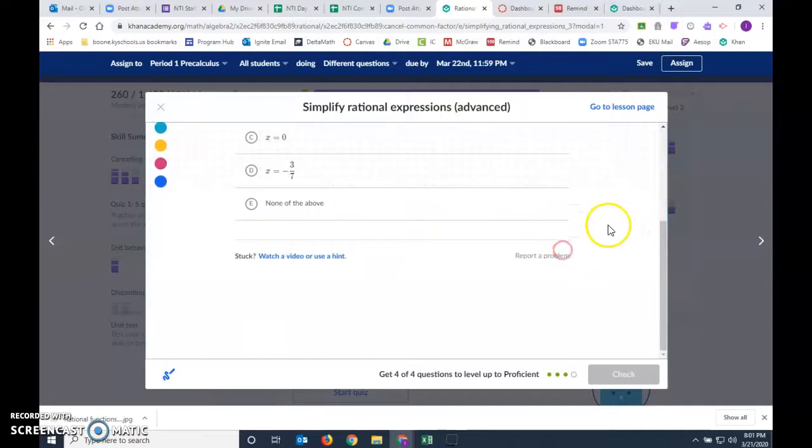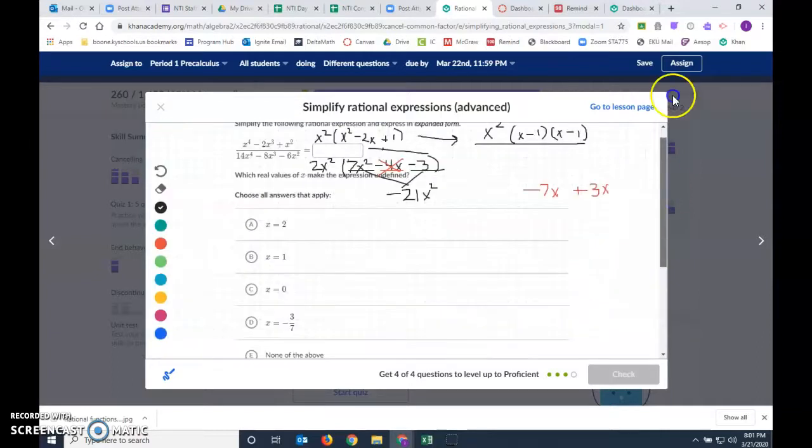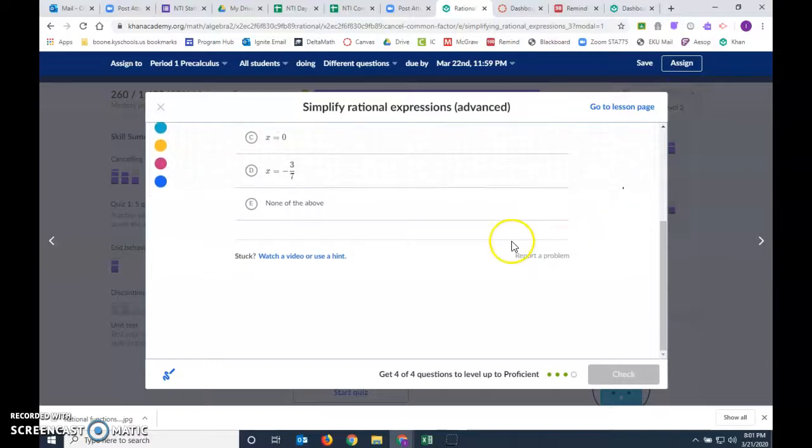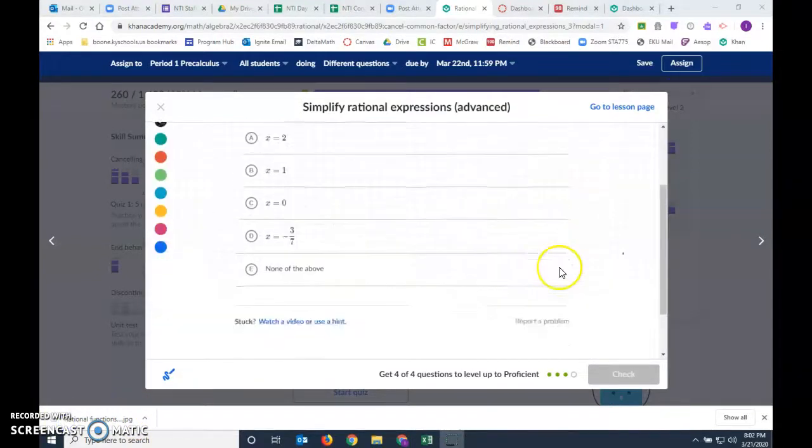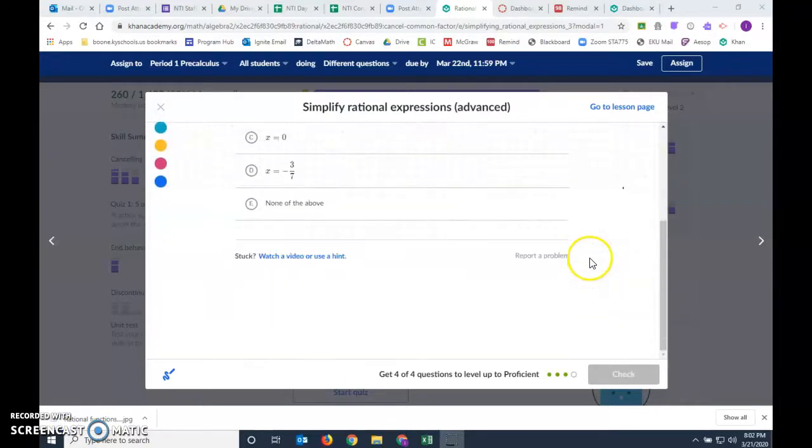What's going on here? Uh-oh. I have lost control of the screen. Give me a second. Okay, sorry about that. I don't know what happened. My screen bugged out and it kept scrolling down.